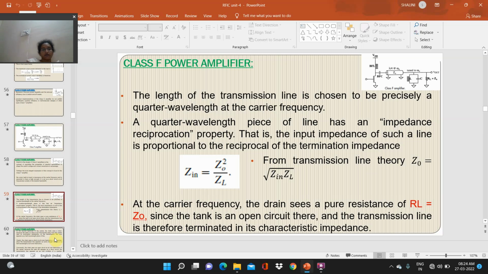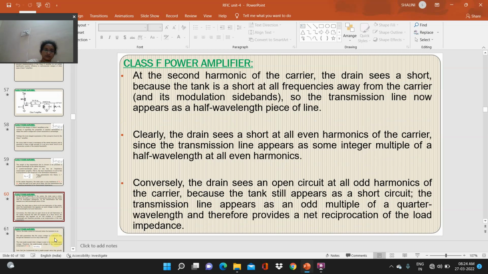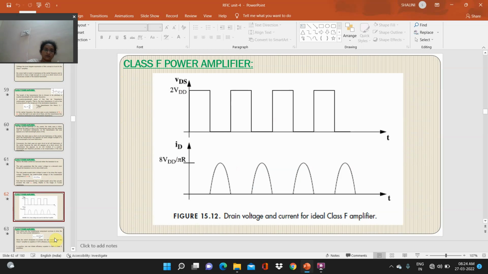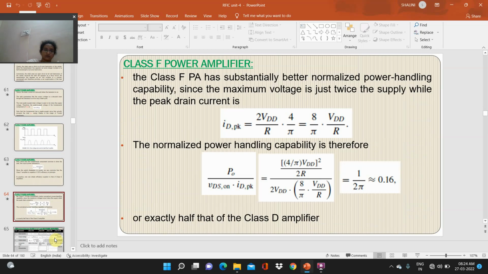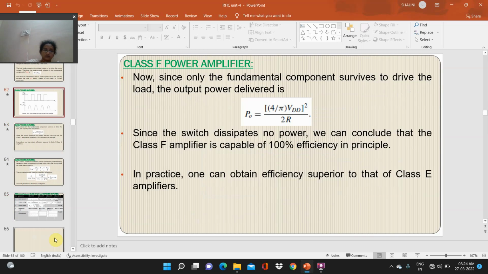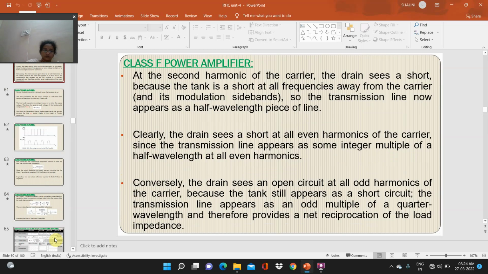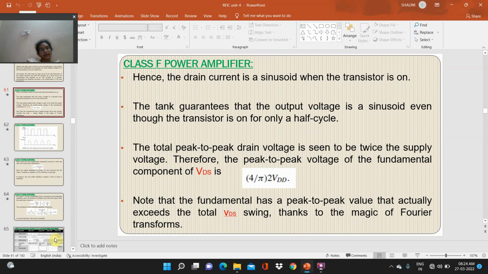At the carrier frequency, the drain sees a pure resistance of RL equal to Z0, since the tank is an open circuit there and the transmission line is therefore terminated in its characteristic impedance. Hence, the drain current is a sinusoid when the transistor is on.